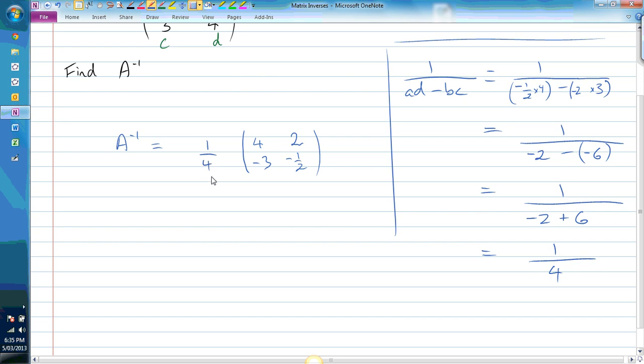So I'll put that in here. Now, as before, we need to multiply this into the brackets. So I'm going to go quarter times 4. Then a quarter times 2. Quarter times negative 3. And a quarter times negative 1/2.